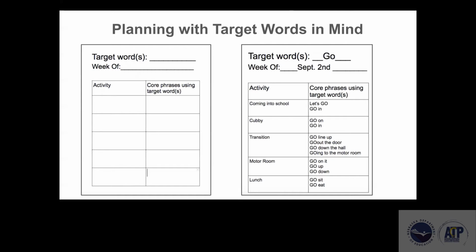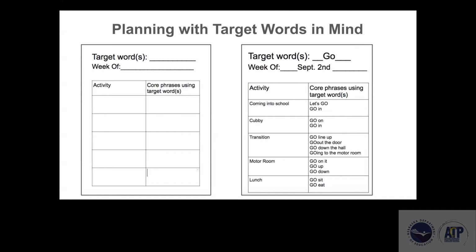So for example, coming into school, we know that we can target the words "let's go" or "go in" when they're at their cubby. Oh, it needs to go on the hook. It needs to go in the cubby. When it's time to transition, we need to go line up. Let's go out the door, and then we'll go down the hall, and we're going to the motor room.